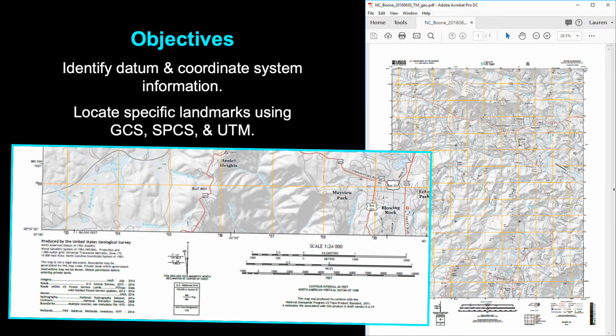The objectives of this exercise are to identify datum and coordinate system information on a topographic map, and to locate specific landmarks using the three coordinate systems discussed in Chapter 2. As you'll recall, those are the geographic coordinate system, the state plane coordinate system, and the universal transverse Mercator. All three of these coordinate systems are included on the map we'll study for today's exercise.